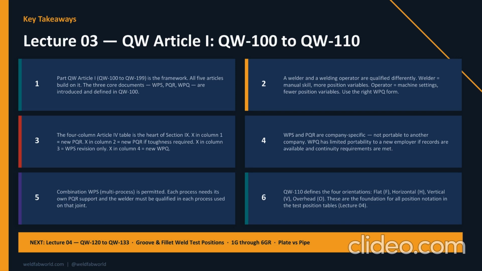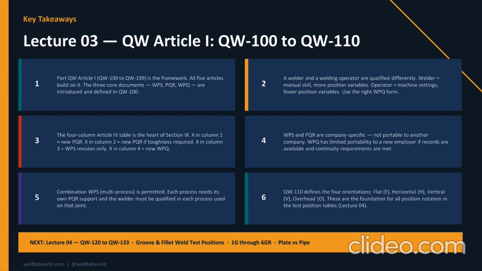Six takeaways from Lecture 3. 1. Part QW Article 1, QW 100 to QW 199, is the framework for all of Part QW. The 5 articles build in sequence. Article 1 defines the system, 2 qualifies procedures, 3 qualifies people, 4 provides the data, 5 provides SWPS access. You cannot understand Articles 2 through 5 without the foundation of Article 1.